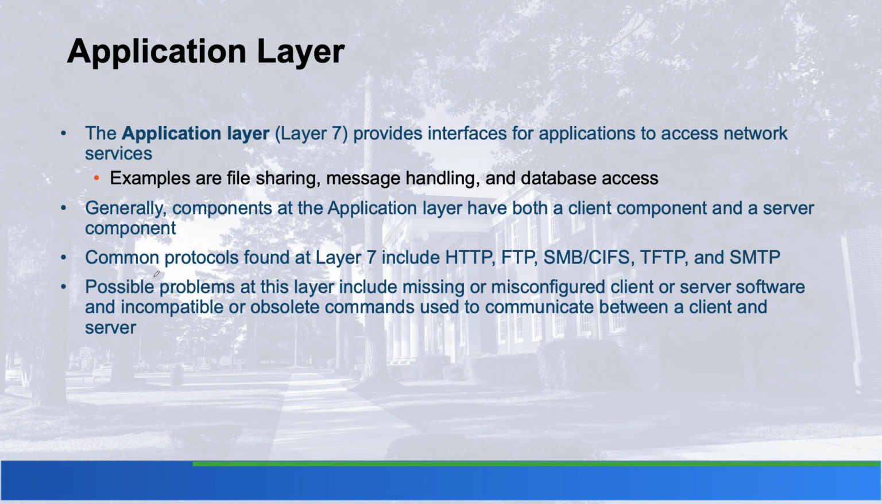Generally, components at the application layer, one of the computers has a client component and the other computer has a server component. We've seen that with client-server networks. Some of the protocols you see at layer 7 are HTTP, which is for transferring web pages, FTP, which is for transferring general files, SMB, CIFS, which is network sharing, TFTP, which is transferring files without authentication, and SMTP, which is what we use to transport email across the internet.